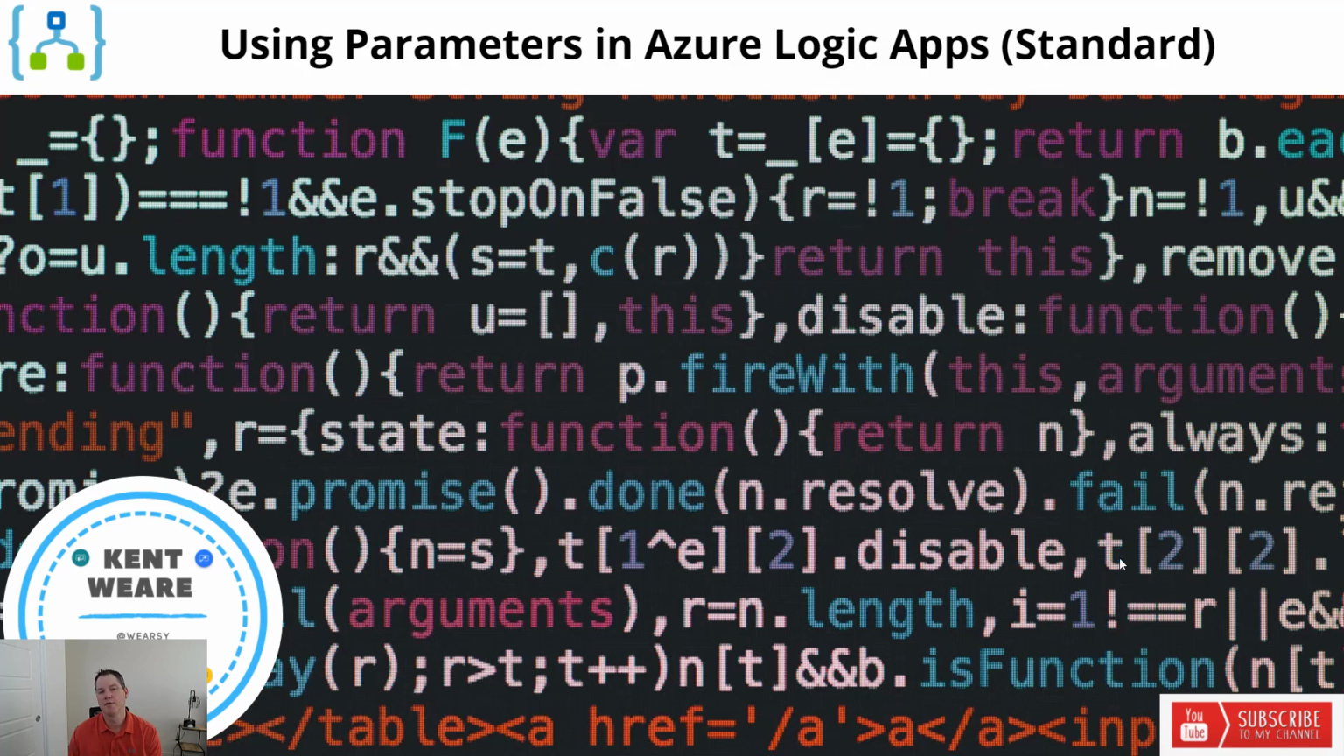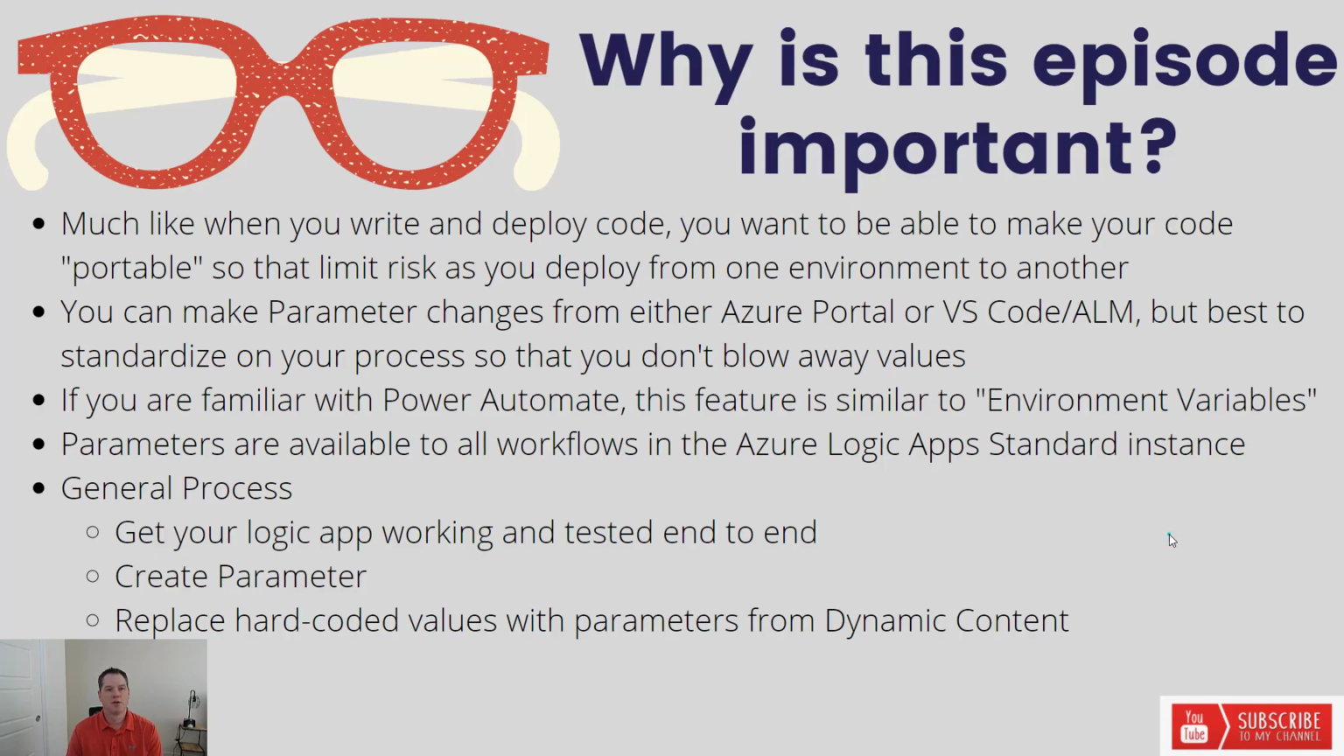Today what we're going to talk about is using parameters in Azure Logic Apps standard. Let's go. So much like when you write and deploy code, you want to make sure that your code is portable so that it limits risks as you deploy from one environment to another. So you typically have your code, you typically have configuration, you modify your configuration, code uses that configuration and you're good. Now, we can do something similar in Azure Logic Apps through a feature called parameters.